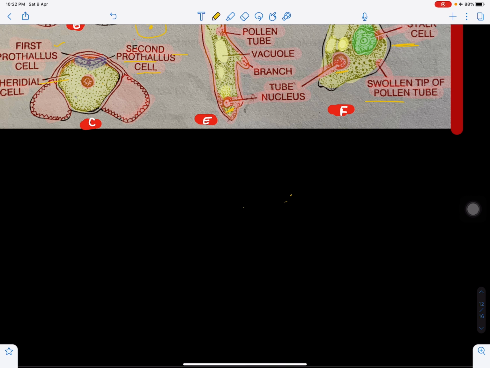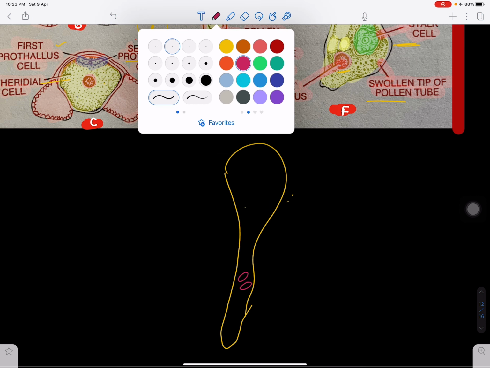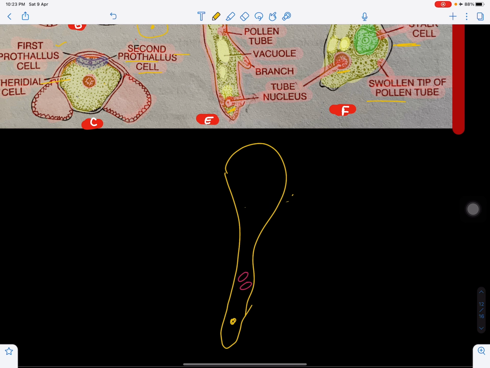So we can see here, this is the pollen tube. This will carry the two male gametes. Now this will be its tube nucleus. So ultimately this is the formation of the male gametes. So this is the development of the male gametophyte.